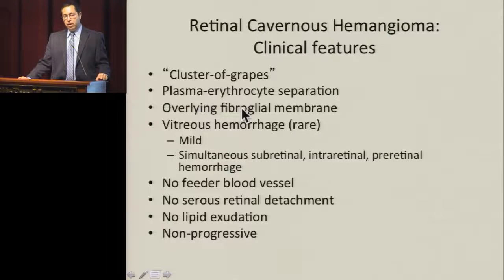They can have an overlying fibroglial membrane on the surface of the tumor. Rarely they can cause vitreous hemorrhage. So see, they don't have feeder vessels, they don't cause retinal exudation or retinal detachment, and they are not progressive. The only problem they can cause is hemorrhage sometimes. Usually it's mild, and it's one of those conditions that can cause subretinal, intraretinal, and pre-retinal hemorrhage.